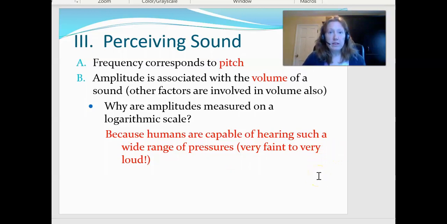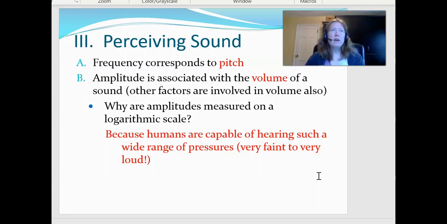Now, the frequency of the sound, your ear picks that up, and in music we call that pitch. So you hear a higher frequency sound wave as a higher note. Amplitude is associated with loudness or volume, which makes sense.